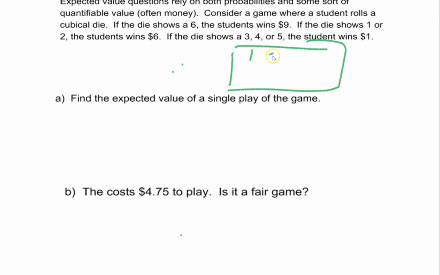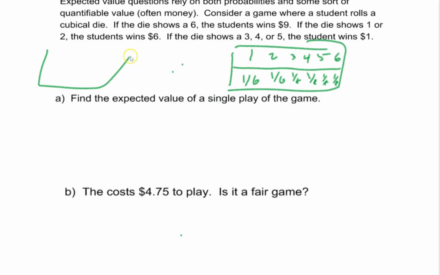So 1, 2, 3, 4, 5, 6. Odds of getting a 1 are 1 out of 6. Odds of getting 2, 1 out of 6, and so on. But actually I don't really care about those odds. I care about the odds of me making money. So I could win $9, $6, or $1. Odds of me making $9 if I get a 6 is a 1 out of 6 chance.